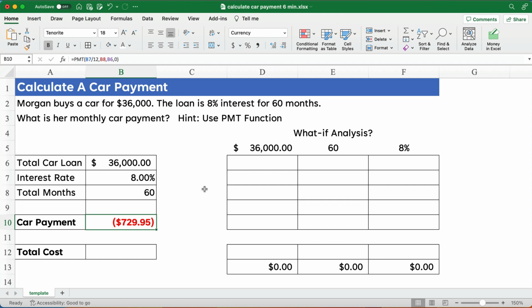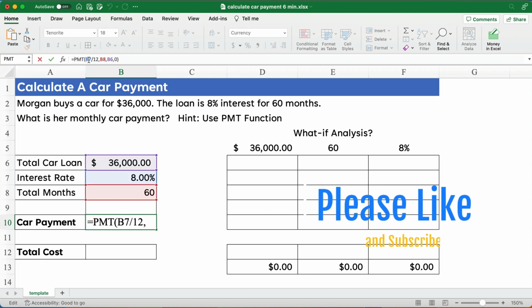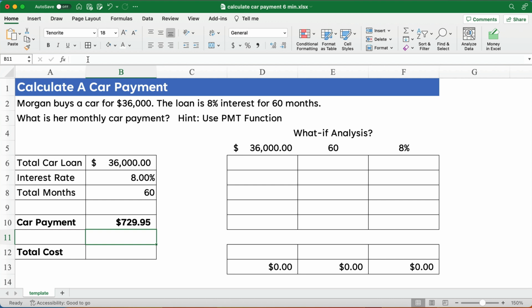$729.95. Some people get hung up on, it's negative, what do I do? Well, you know that you have received $36,000, that's a plus, and you're paying $729.95, that's a negative. Now you know how this works. You don't go buy a car and they say, hey, we're so happy for you to have this car, we'll pay you $729 a month. Well, it didn't work that way. I wish, right? But your car payment is going to be a negative out of your pocket. So I'm going to change this and just put a negative in front of the whole formula. That way, you know it's a car payment that you're paying out of your pocket, reduces the cash you have, and $729.